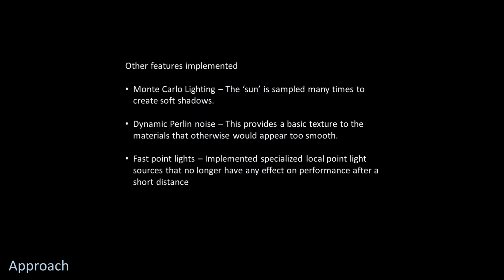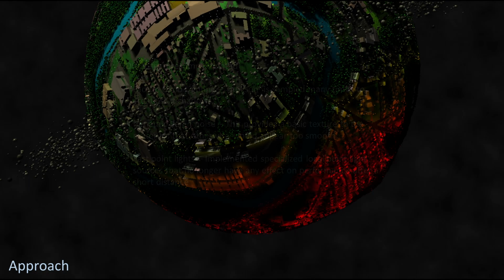Other features that were implemented besides the basics, like reflections and shadows, are Monte Carlo lighting to create nice soft shadows on the planet, dynamic procedural textures, and fast point lights. I created a structure that allows me to include thousands of local point light sources with little performance cost. Here is a close-up of the dark side of the planet showing hundreds of streetlights being rendered.